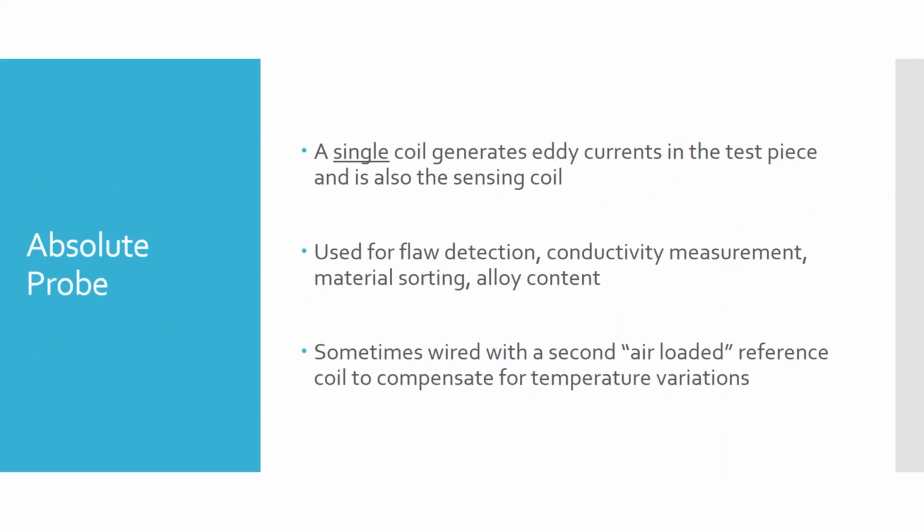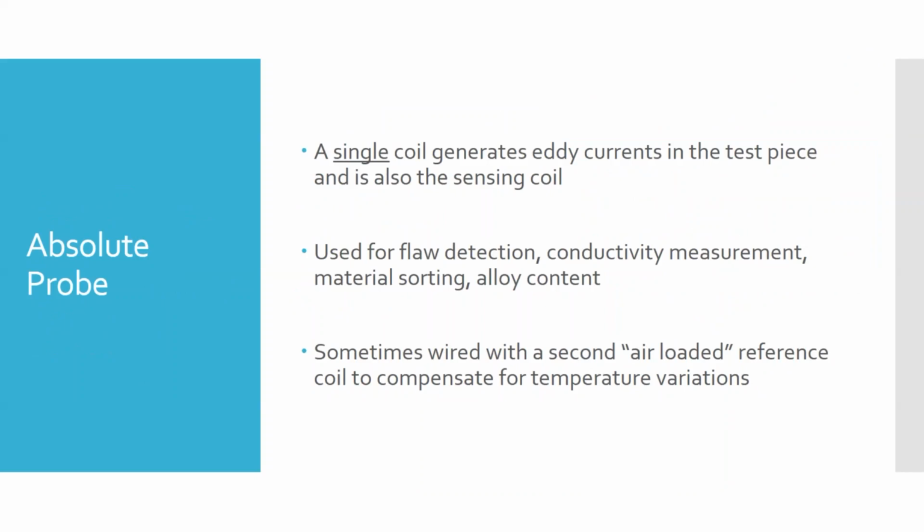So absolute probes are the simplest type of probe out there. These are a single coil that is both the generating coil and the pickup coil. So it's going to create those magnetic fields and eddy currents, and it's going to ultimately sense that change in inductive reactance that's caused by those eddy currents and the magnetic fields that they put off. These are probably one of the most common ones used.